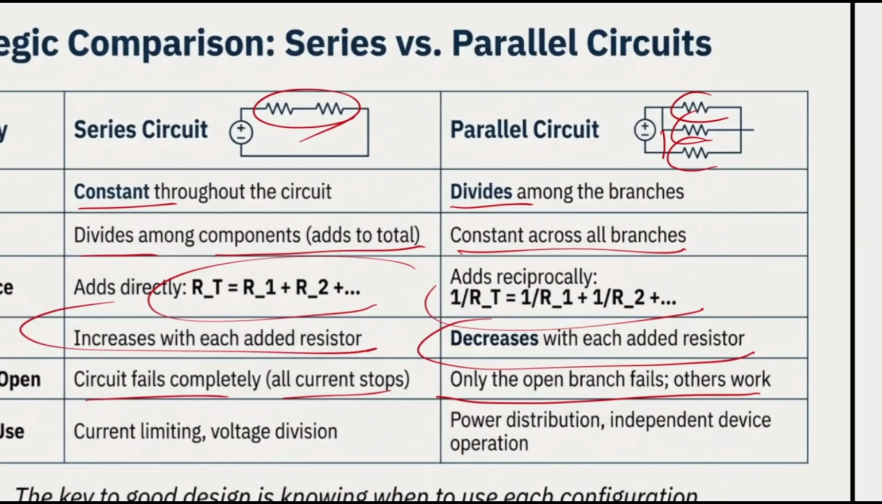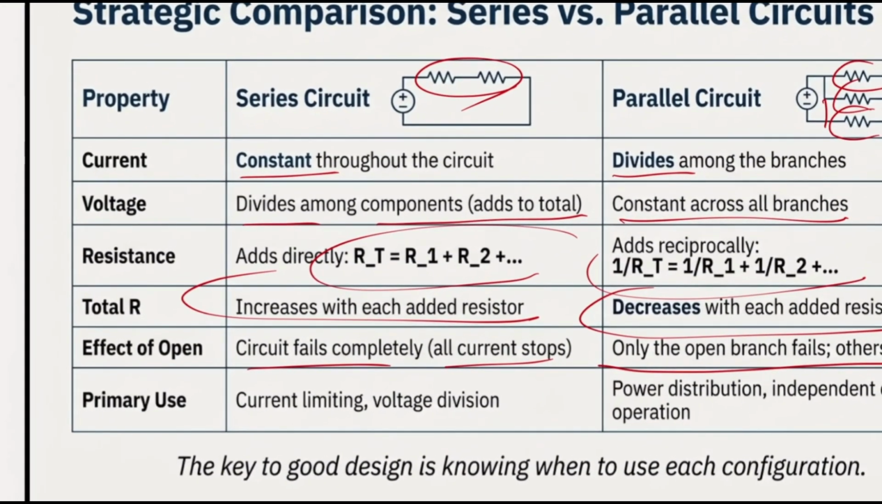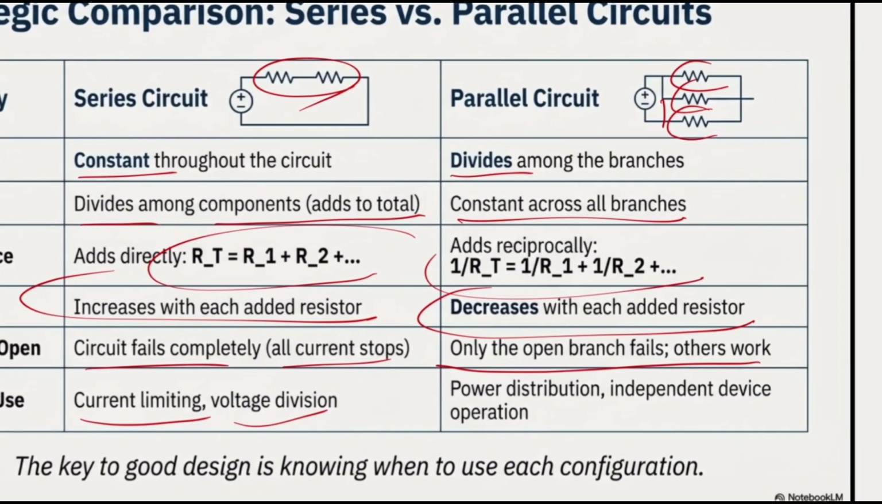They could be a little bit affected because right now they have more current to share, but still they're going to work. Another thing about the primary use: we are using it for current limiting. I talked about it actually. When you have a resistor and a diode, you would use that. We use it for voltage division. I talked about it. We use the parallel one for power distribution, independent device operation, and so on and so forth.